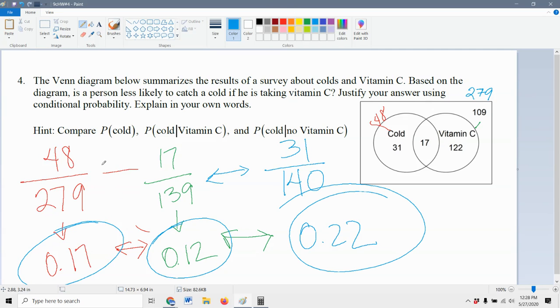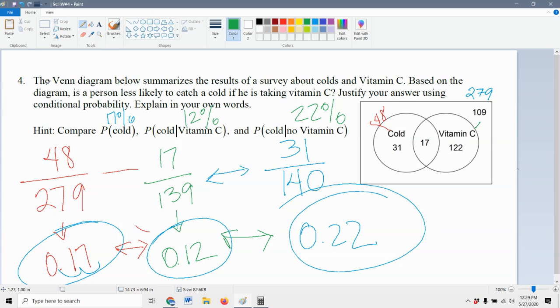So now let's look and let's compare. Well, the probability of having a cold. Now, when we have a decimal here, we can change it to a percent by just moving that decimal over 2 places. Okay? So the percent of just getting a cold, that's 17%. Getting a cold, given that you took vitamin C, well, that's going to end up being 12%, or 0.12. The probability of getting a cold and you didn't take vitamin C, well, that's a whopping 22%.